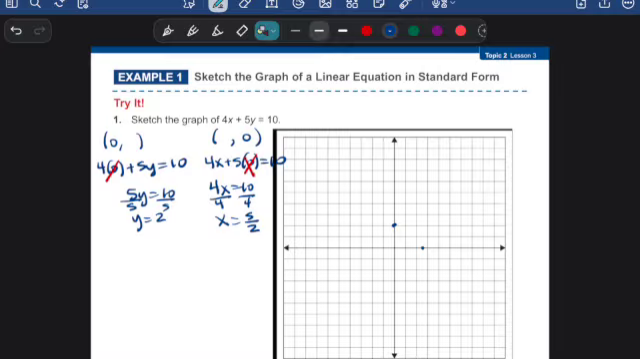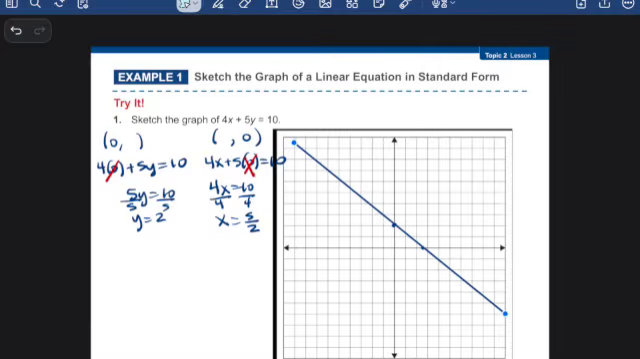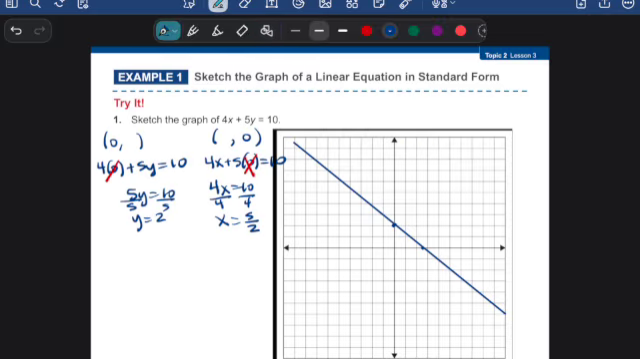There's my 2 points. Connect them with my straight edge. Make sure your line actually goes through the points. Add arrows. There's your line.